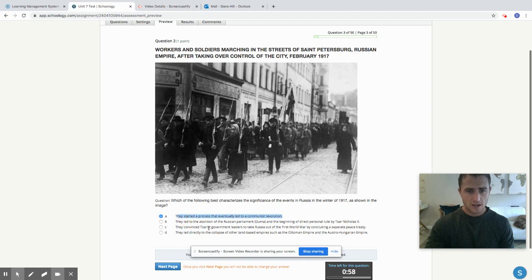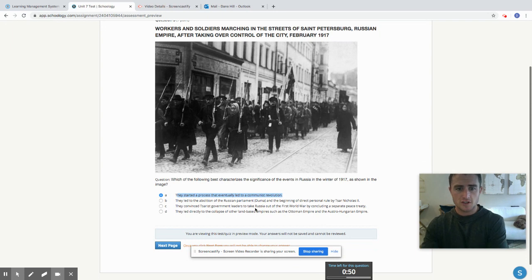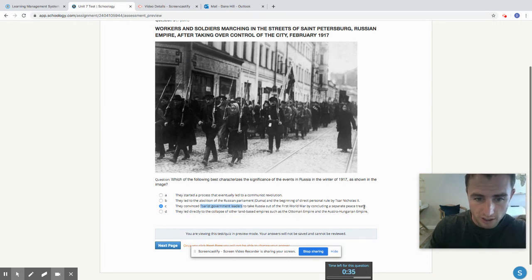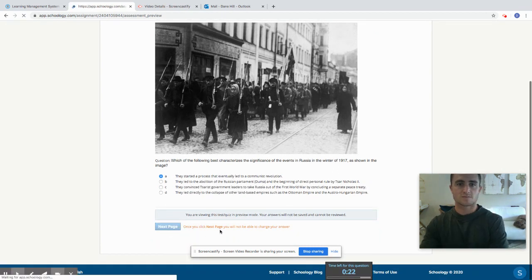That's looking very attractive. Did it lead to the abolition of the Russian parliament and the beginning of direct personal rule? No, we see the Tsar is overthrown. Did it convince Tsarist government leaders to take Russia out of the First World War by concluding a separate peace treaty? That's why this one's wrong, because we know that Russia did conclude a separate peace treaty, but did they convince the Tsarist government to leave? No, the Bolsheviks pulled them out of the war. Our correct answer here, guys, is A. They started a process that eventually led to a communist revolution. Boom. This is good stuff.